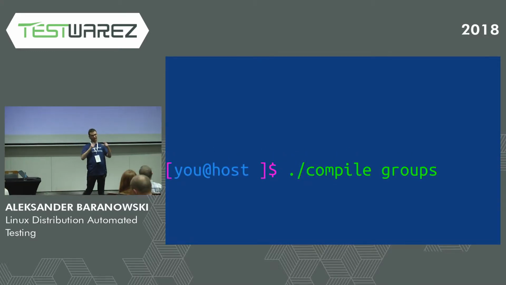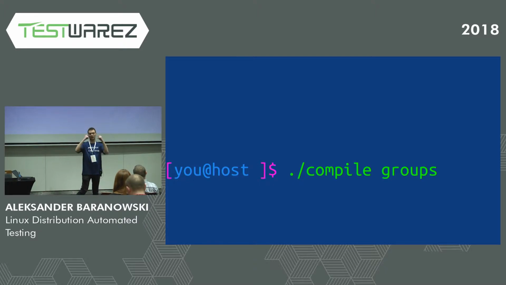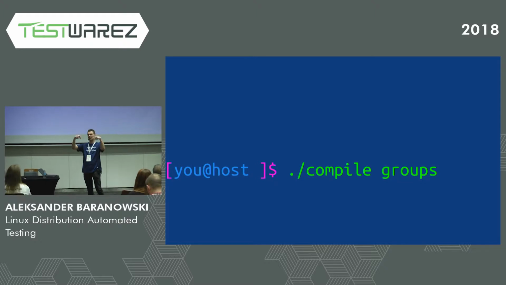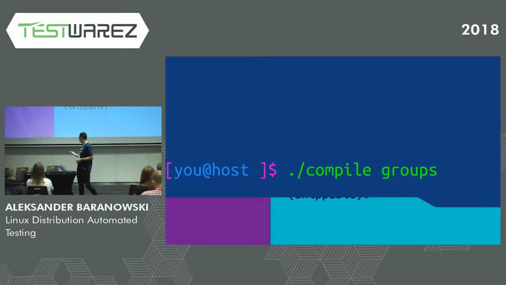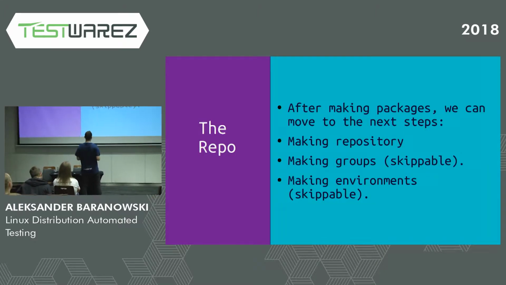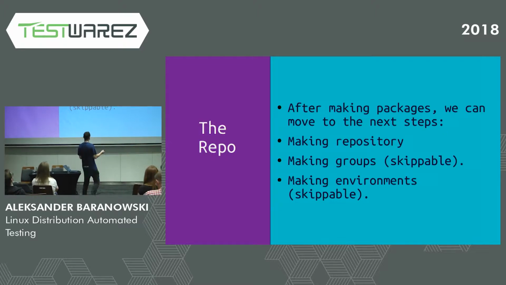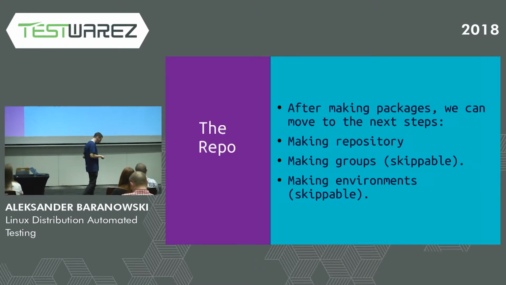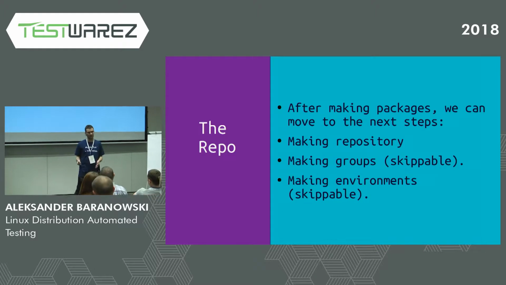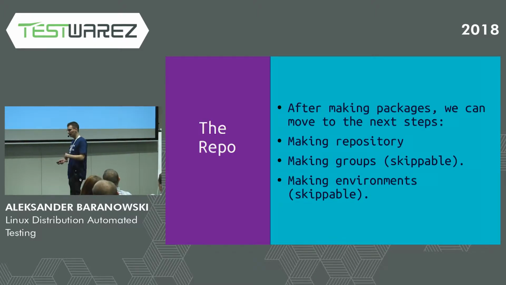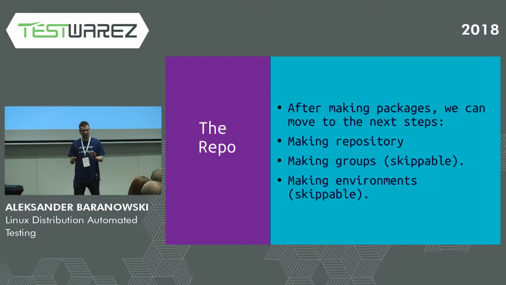After we make the packages, we can make the repository, a set of packages. The repository has groups and environments in it, and now we'll talk about it. So after making packages, we can move to the next step, making the repository. Groups and environments are skippable. You don't need them. They're inconvenient, but this is not a must-have.